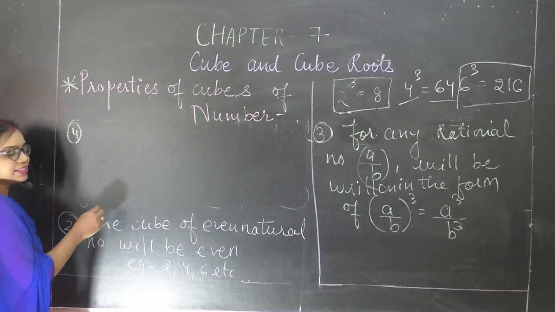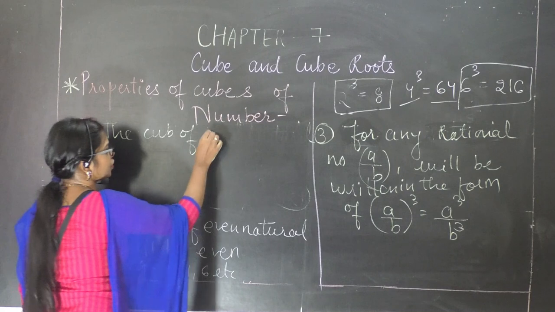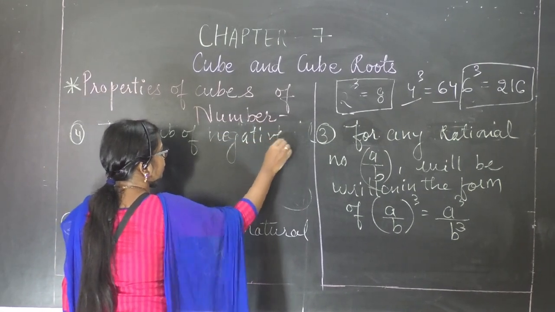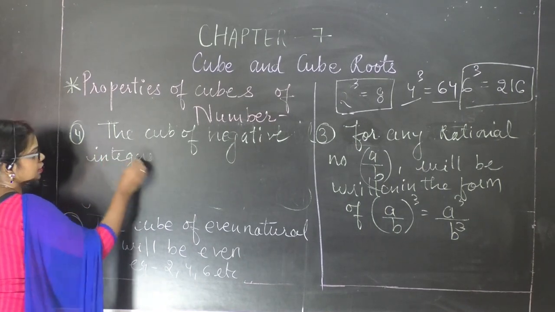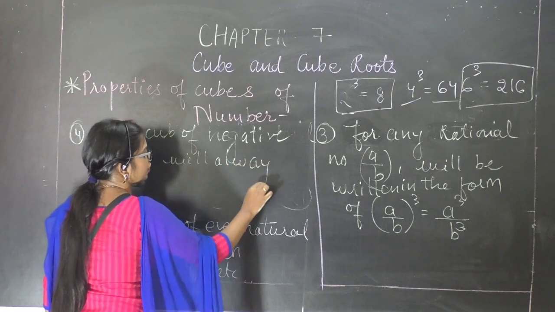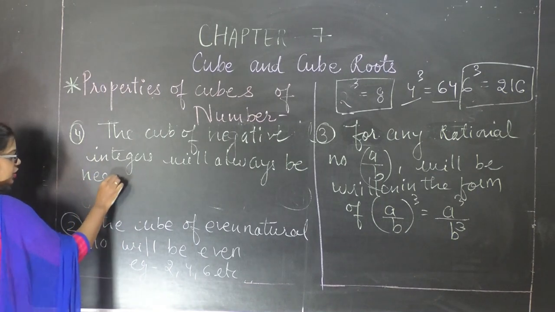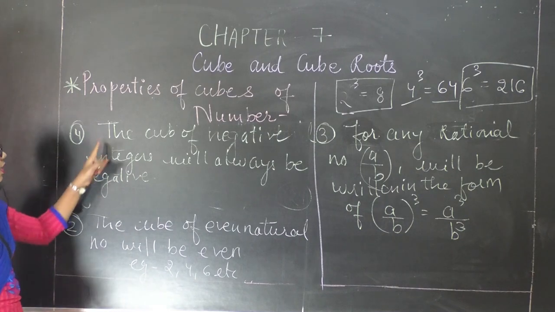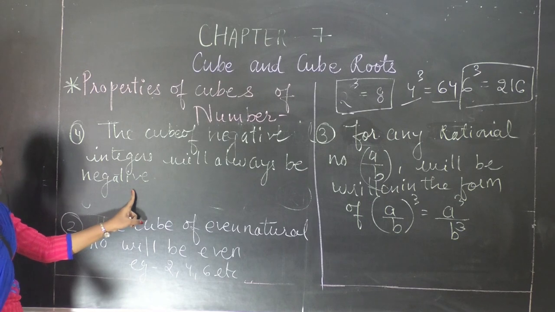And the fourth property says that the cube of negative integers will always be negative. Positive and negative integers you have studied. Here this says that the cube of negative integers will always be negative.